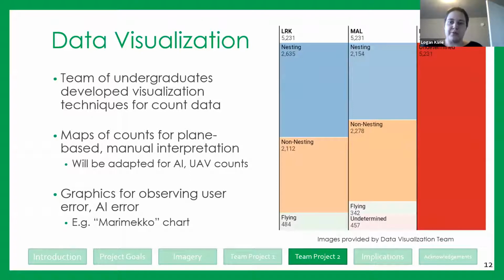The team also provided graphics generated for observing user error. This Marimekko chart here shows the differences in identifications of 3 different observers for an island count. Ideally, these can be edited to display the differences in identifications between a manual count, an AI count, and ground count surveys, and can be used in determining observer error.